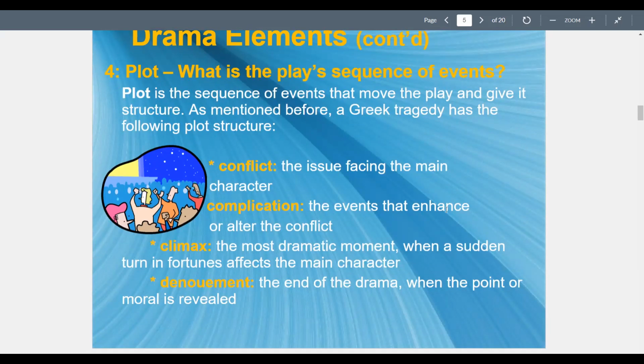In later drama, not as much. In Greek drama, we get a point or moral revealed. Later in drama, like British Renaissance drama, somewhat, but even less so today, we don't necessarily get a moral reveal. It's more the wrapping up of the play itself. But a lot of times there's some kind of point or moral revealed, especially in Greek tragedy.